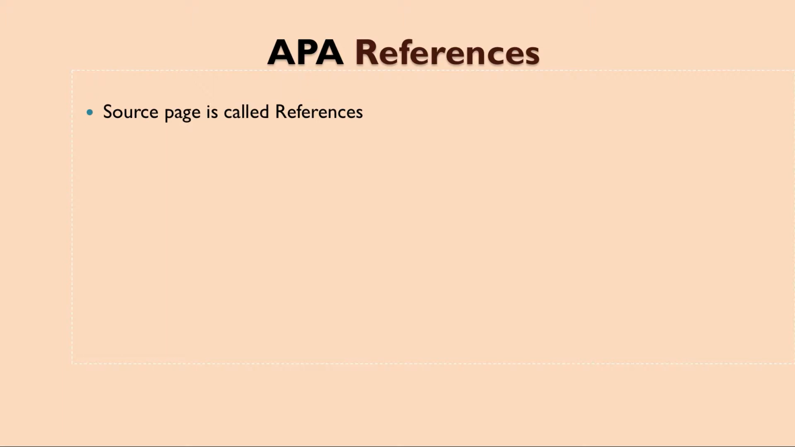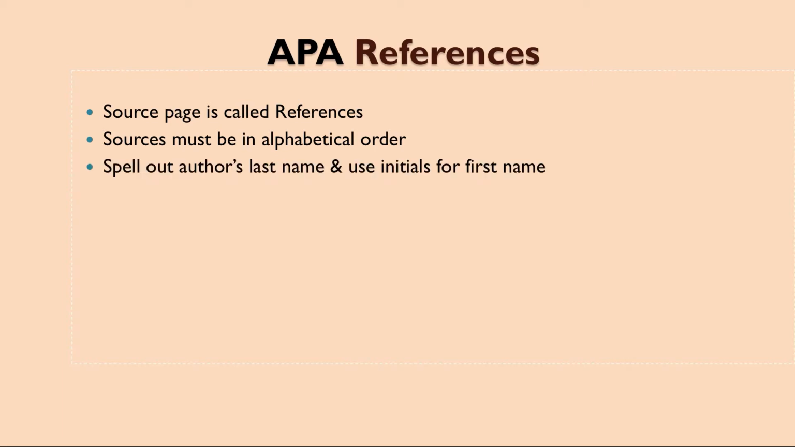So again, don't call it reference page, don't call it bibliography, don't call it works cited. Works cited is MLA, but this is references. Again, alphabetical order. You spell out the author's last name. Use the initials for the first name and the middle name if they have it. So use as many initials as they give you.